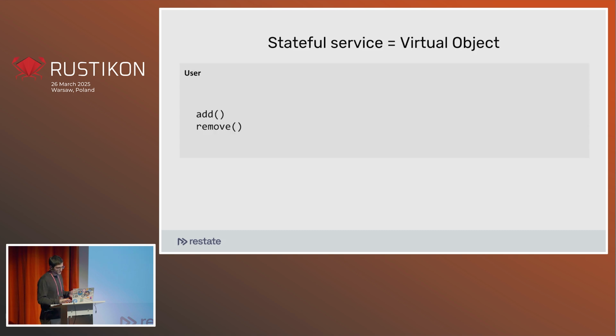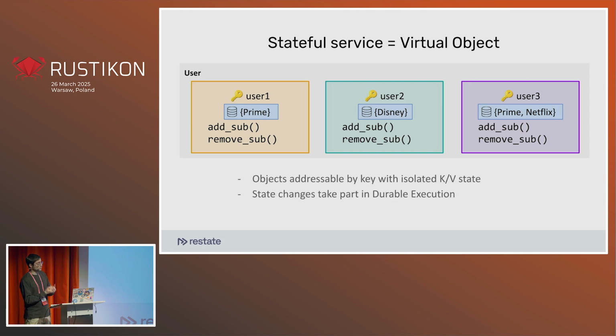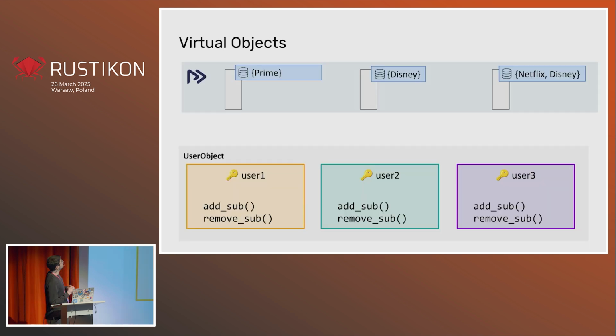So we can see a bit how it works. We have this user service with add and remove, and we can have 3 different users with different IDs, and each one of them will have its own key value state associated with it. In this case, user 1 has Prime, user 2 has Disney, and so on and so forth. And because the state changes participate in the durable execution, the cool part about all of this is that you will have the state of the business data consistent with the state of the execution. And not just that: because we now have 2 handlers that need to concurrently read and write state.